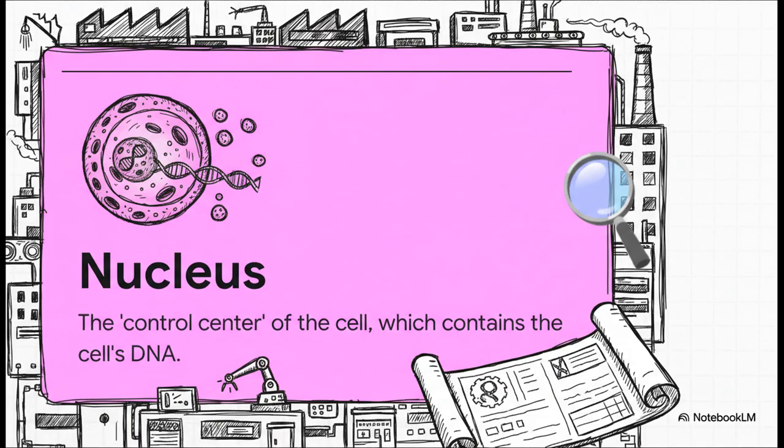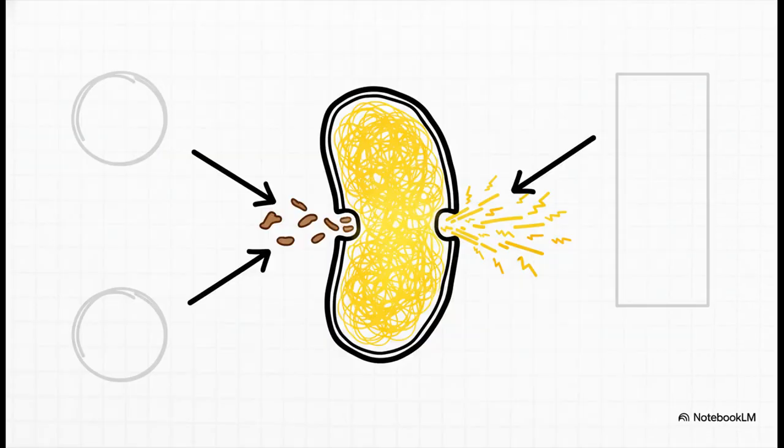So in our factory, the most obvious building is going to be the main office, the command center. That's the nucleus. This is where the precious DNA blueprints are stored and protected, and it's where all the big decisions for the cell are made. Of course, a factory needs power, right? Well, that's where the mitochondria come in. These are the power plants. They take in fuel, like sugar, and convert it into pure, usable energy. Without them, the whole factory would grind to a halt.